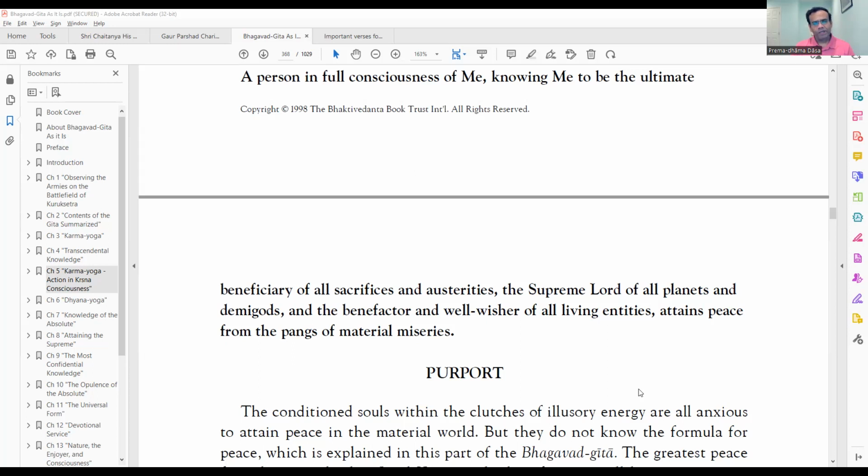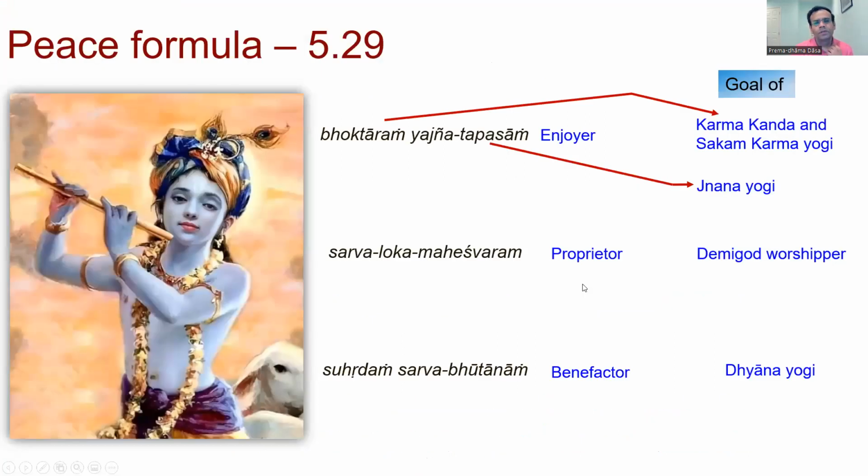That is why Krishna himself is telling us here. Let's look at this slide. So what is he saying? Krishna is saying, Bhoktaram Yajna Tapasam. Bhoktaram means one who enjoys. Now who wants to enjoy? We talked about the ladder just now. People who are in a karma kanda state, or who are karmis and sakam karma yogis also, they want to enjoy. They are bhoktas. So they are Bhoktaram. Then comes Yajna Tapasam.